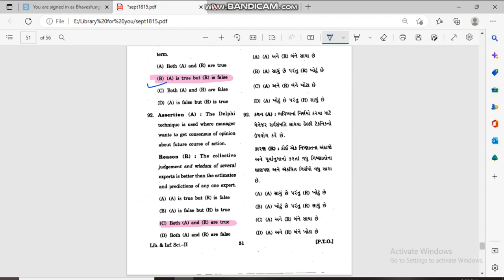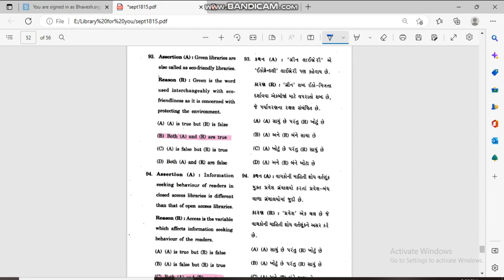Assertion: the Delphi technique is used where a manager wants to get a consensus of opinion about the future course of action. Reason: the collective judgment and wisdom of several experts is better than an estimate and prediction of any one expert. Both are true.